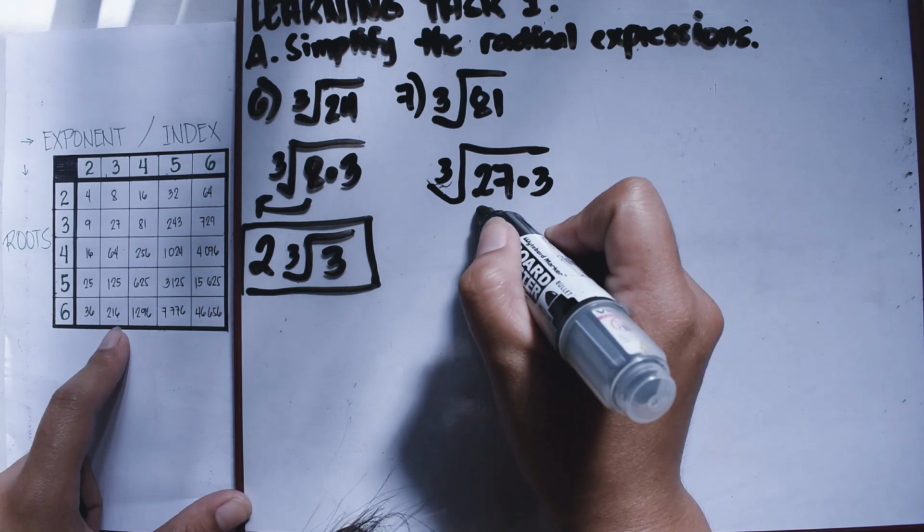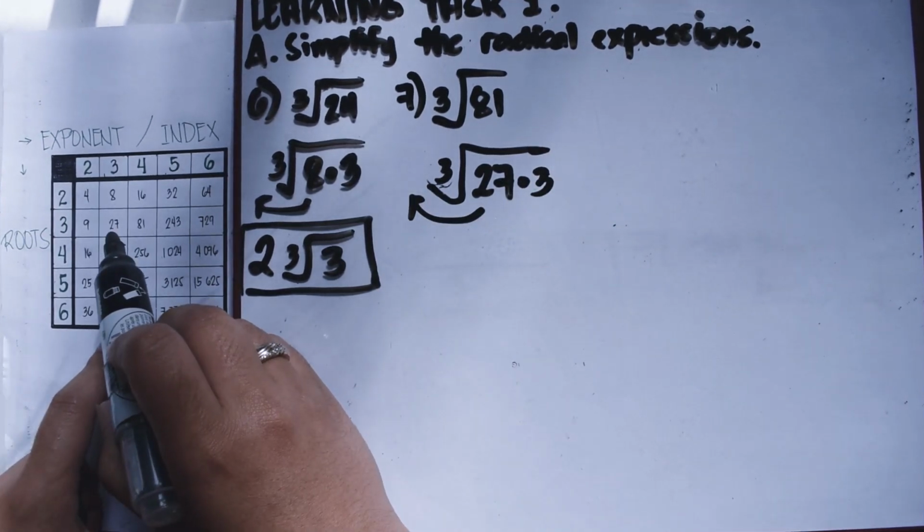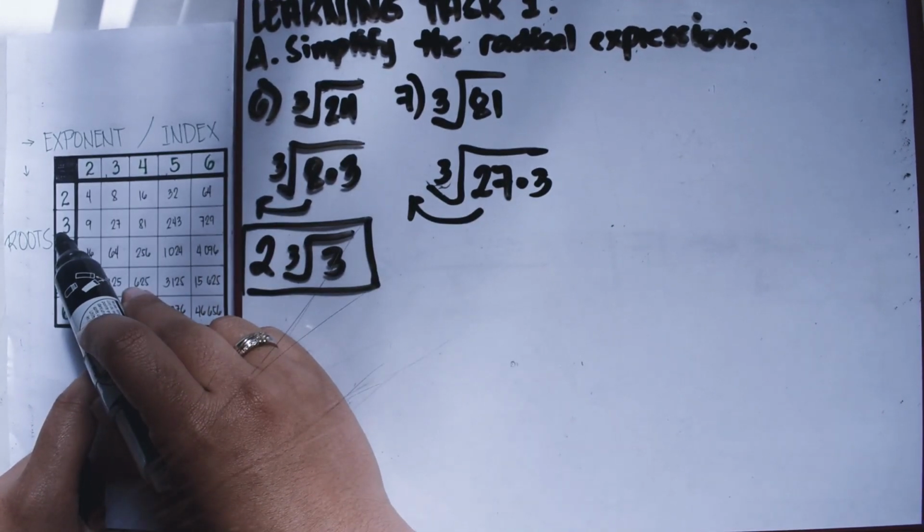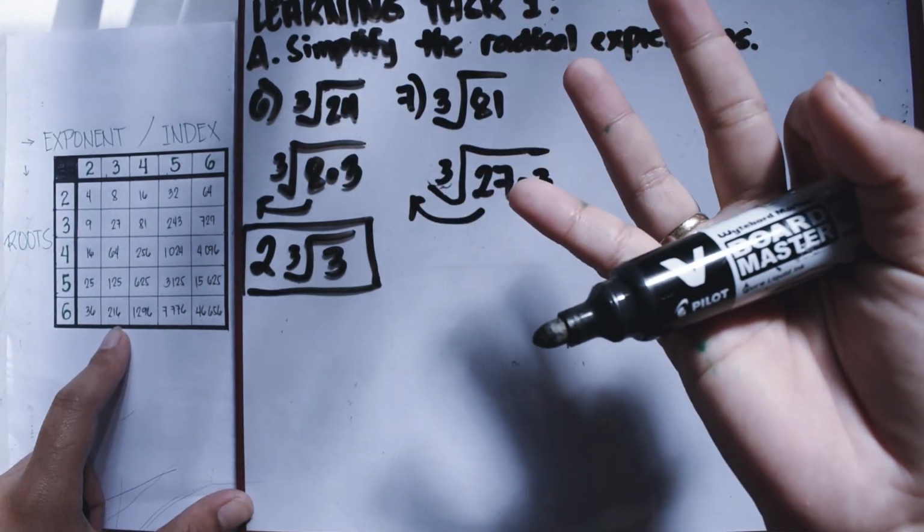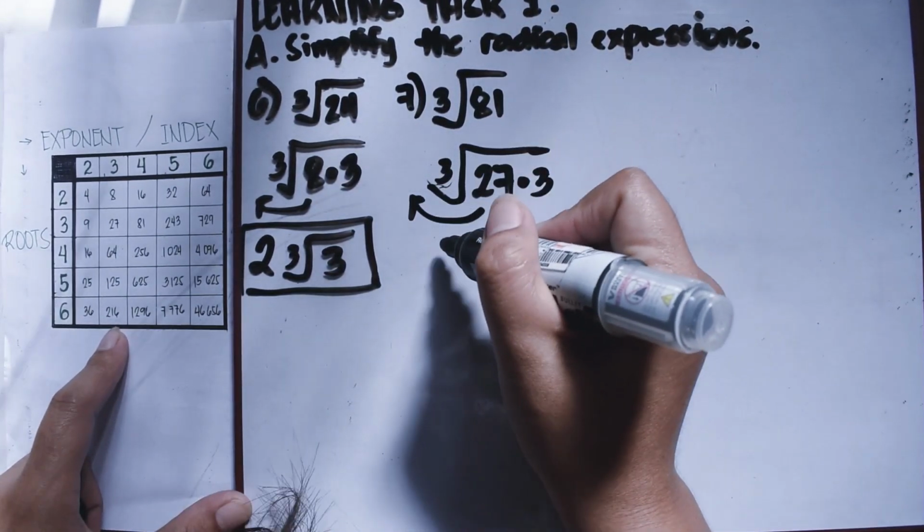Now, what is the cube root of 27? Yung ilalabas natin. Tingnan sa table. Ang cube root ng 27, ano yung kanyang root? So, we have 3. So, tama naman kasi 3 times 3 times 3 is 27. So, cube root of 27 is 3.